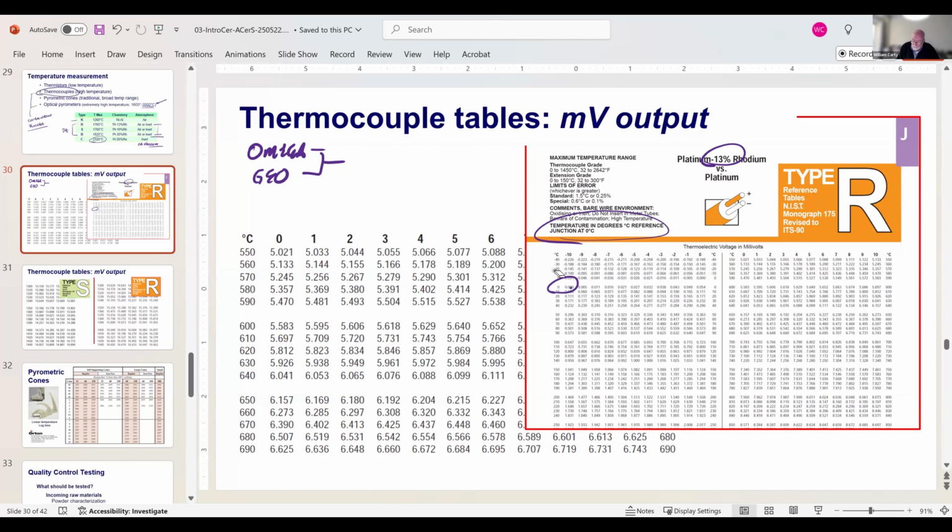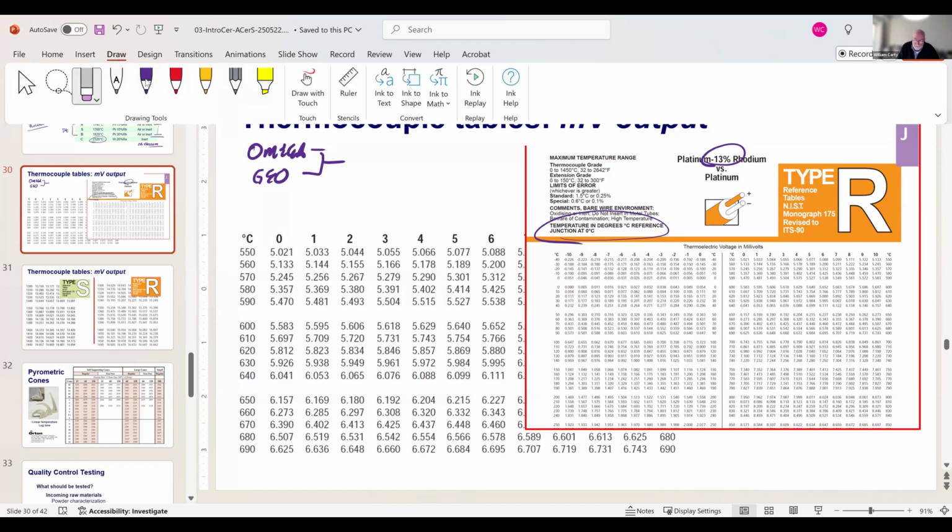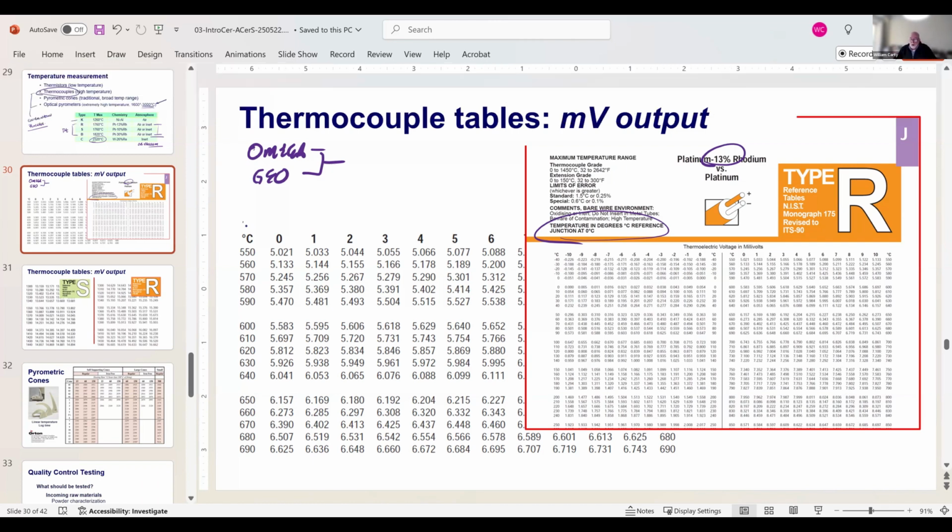So in modern controllers, modern controllers correct automatically for that reference junction. They will have a thermistor in the controller that looks at the temperature and then makes a correction for the temperature within the controller.